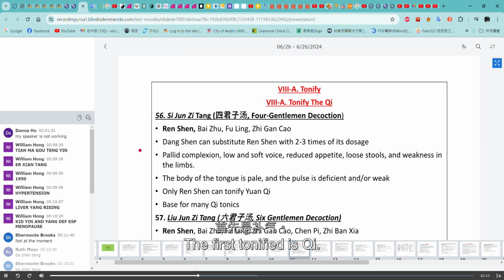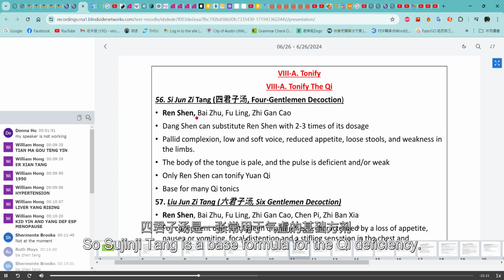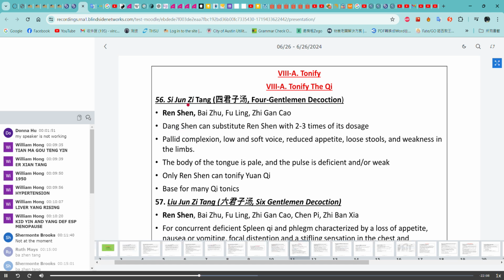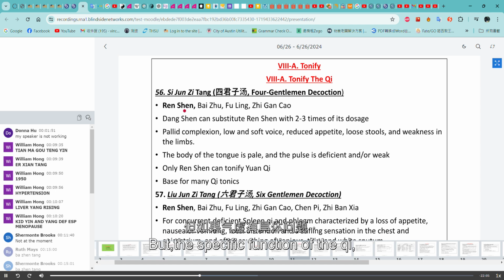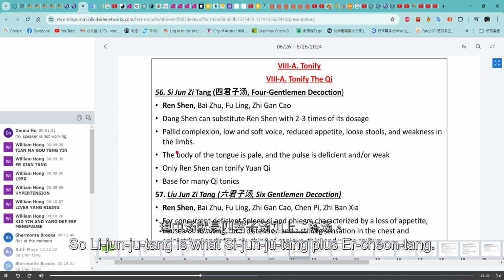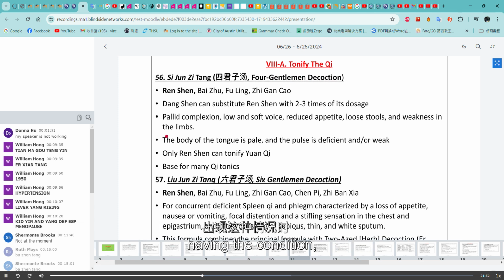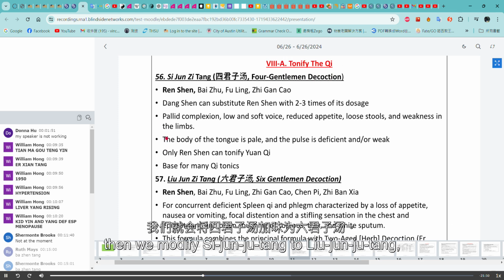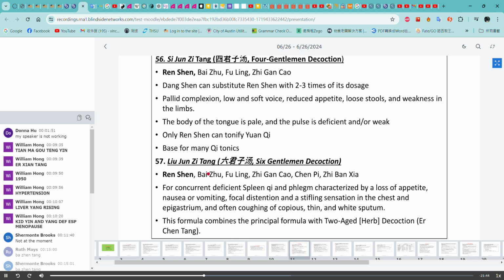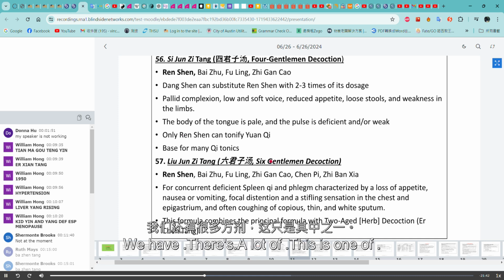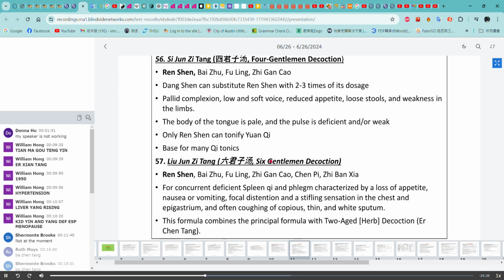The first, Qi. Si Jun Zi Tang is a base formula for Qi deficiency. But for specific functions, Liu Jun Zi Tang is Si Jun Zi Tang plus Er Chen Tang, right? So Ban Xia and Chen Pi are there. The spleen Qi deficiency causes phlegm, so we modify Si Jun Zi Tang to Liu Jun Zi Tang.